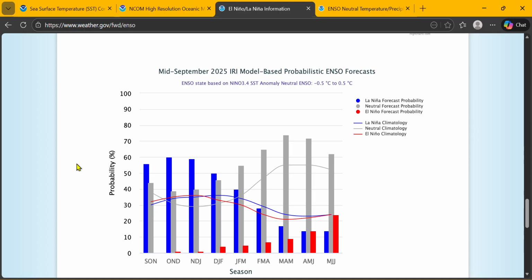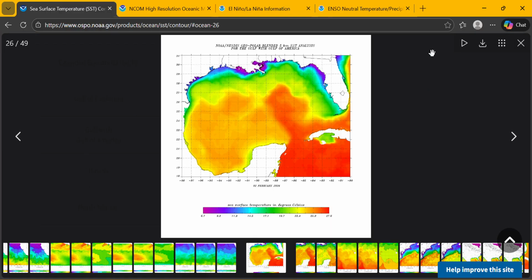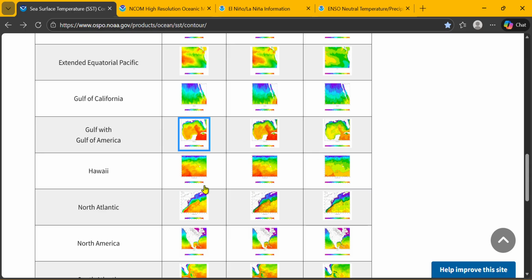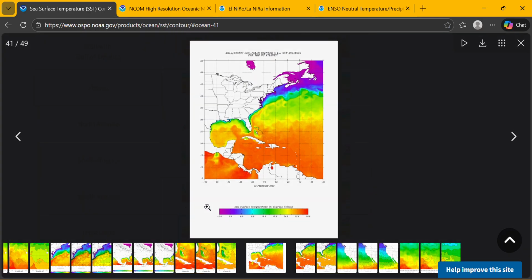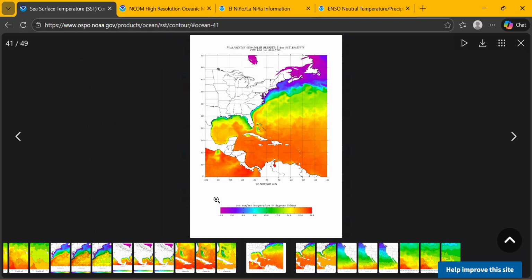As we move on, there's also one thing I forgot to look at. There's an important thing that I need to look at as well, and that is the North Atlantic and pretty much the Atlantic sea surface temperatures. So the U.S. Atlantic sea surface temperatures. As you can see, we have very warm waters along the Atlantic as well, very warm waters to a very far northward extent here.